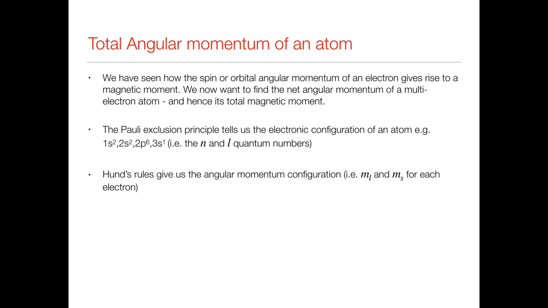So I've given here the example 1s2, 2s2, 2p6, 3s1. That's the electronic configuration where we've specified the n and the l quantum numbers. We can then use Hund's rules, which will give us the angular momentum configuration. So that's the ml and the ms for each electron. And when we have that, we can use some other empirical rules to work out the total angular momentum.